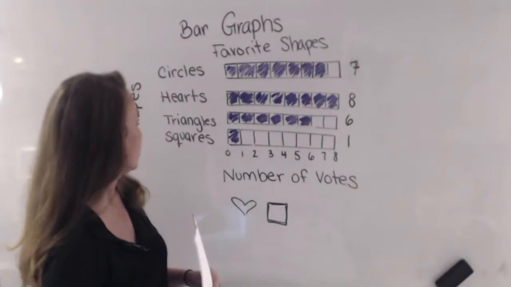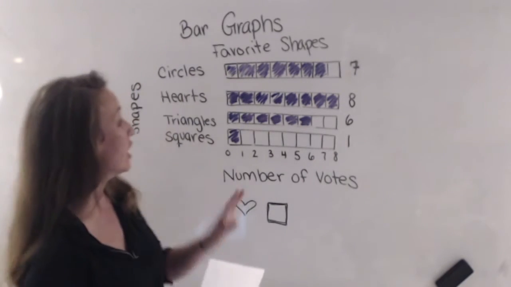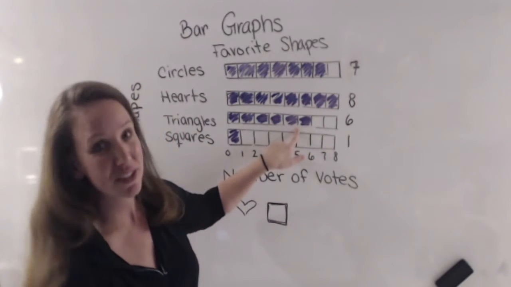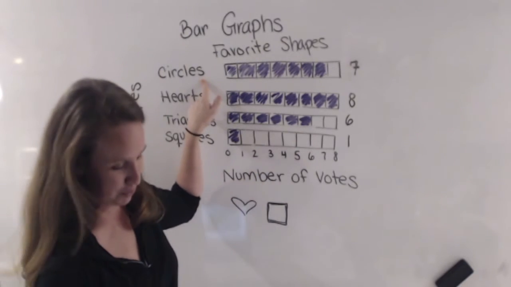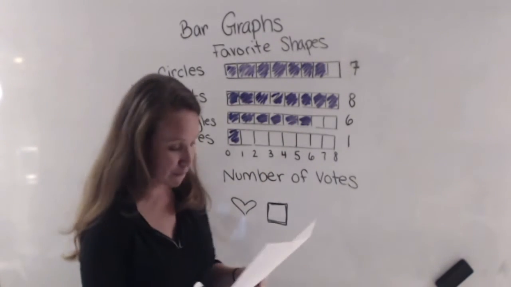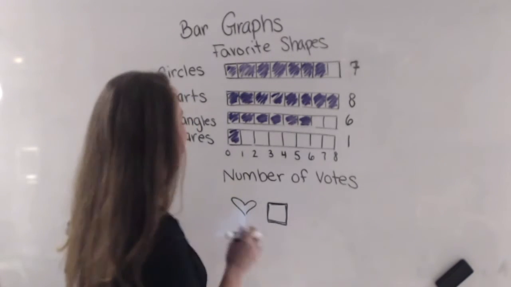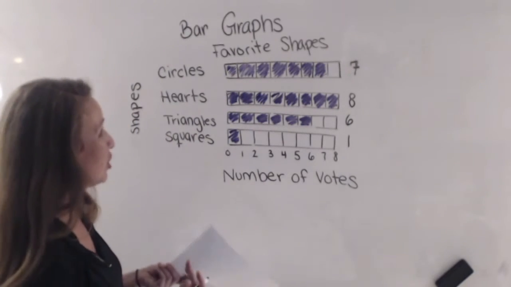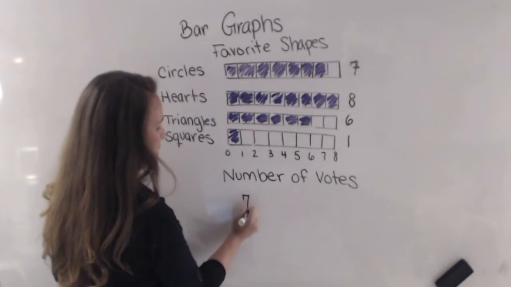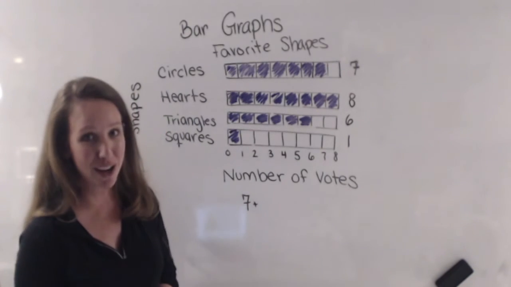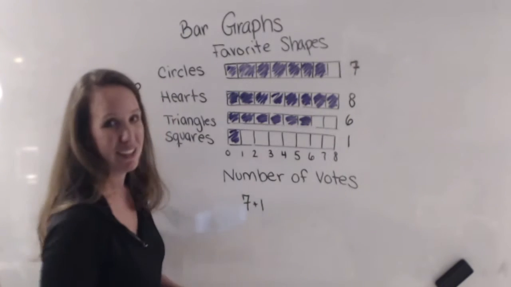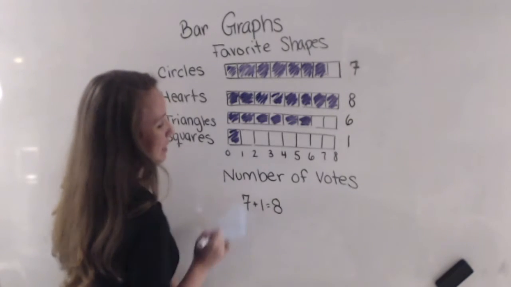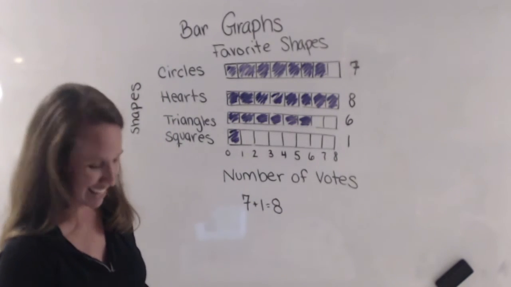Which shape has more votes? Triangles or circles? Let's look at our chart. Which has more shaded in? Circles or triangles? Circles has more. How many votes are there for squares and circles together? Well, that's hard. So first I'm going to ask, how many votes were there for circles? 7. And how many votes were there for squares? 1. So how many votes are there together? 8, because 7 plus 1 is 8.